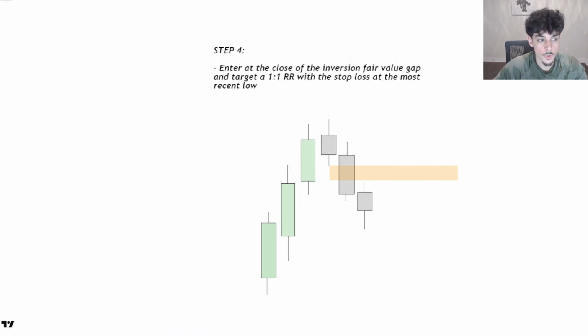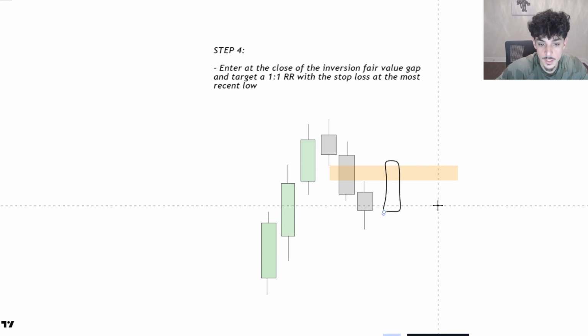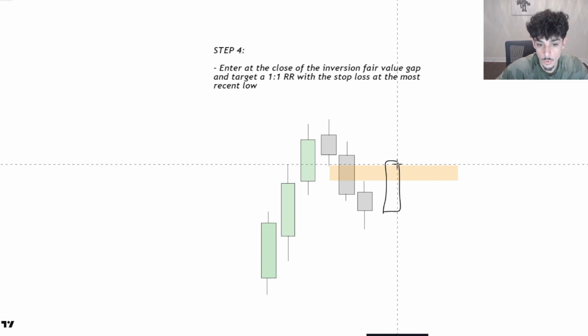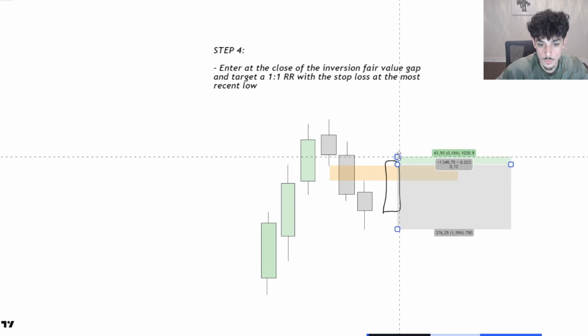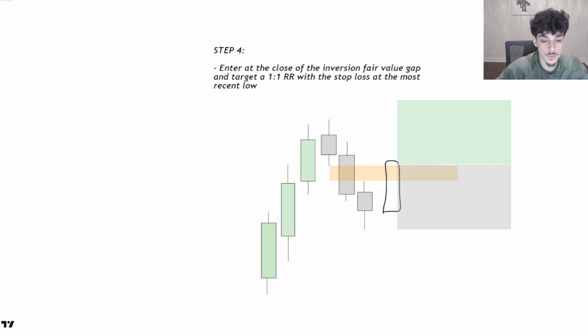So right here, you're only looking for price to close above this level right here, and as soon as it closes above it, you will go long, stop loss just below the most recent low, and you will target the most recent high for a 1-to-1 risk to reward ratio.